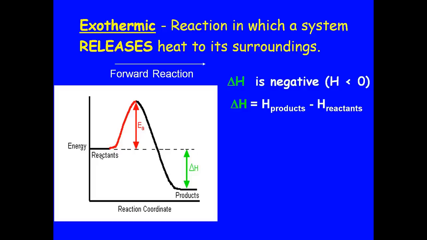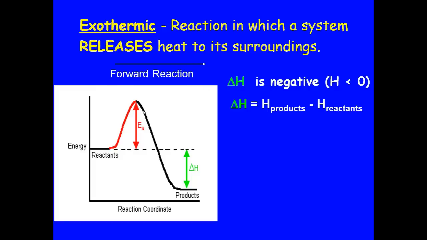Compare the products to the reactants. If the products are lower, at the lower energy than the reactants, this is showing you a graph of an exothermic. And again, I'm talking about the forward reaction, reading it left to right. That's called the forward reaction.